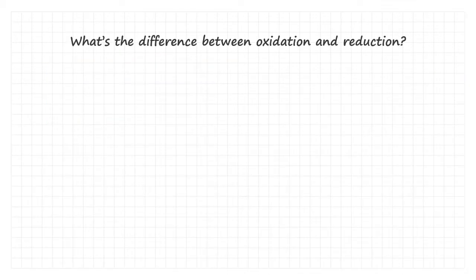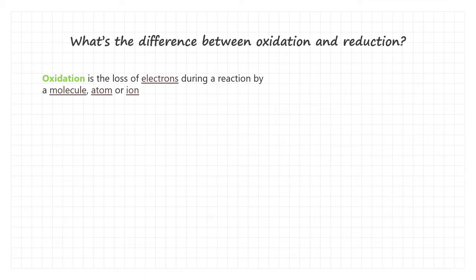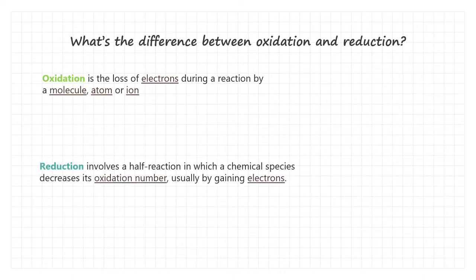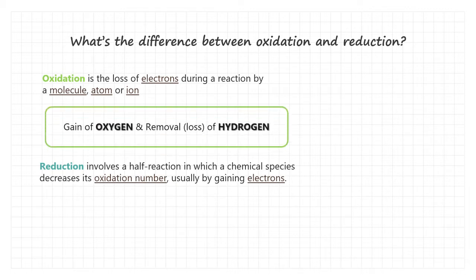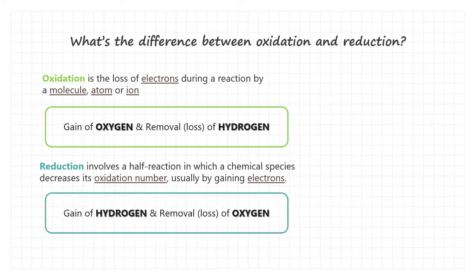The first question is, what's the difference between oxidation and reduction? So we could tell from the definition that oxidation is the loss of electrons during a reaction by a molecule, atom, or ion, while reduction involves a half reaction in which a chemical species decreases its oxidation number, usually by gaining electrons. So from this we could tell the difference is oxidation is gaining of oxygen and removal of hydrogen, while reduction is gaining of hydrogen and removal of oxygen.